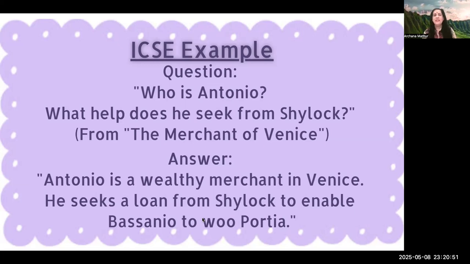So Antonio takes this loan from Shylock, who is a Jew, and he's shown as a negative character, but there are reasons for his negativity. So here we just have to discuss who is Antonio and what help he seeks from Shylock. Antonio is a wealthy merchant in Venice. He is a ship owner and he seeks a loan from Shylock to enable his friend Bassanio to woo and marry Portia.